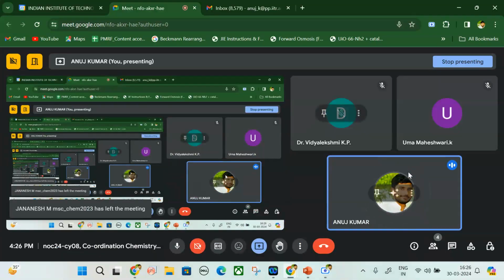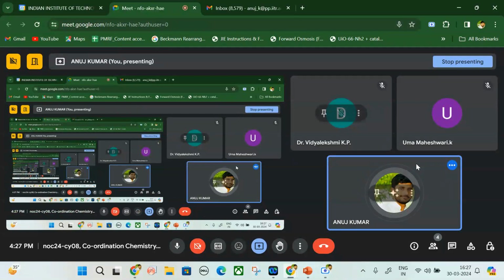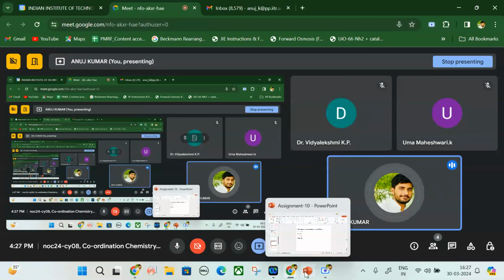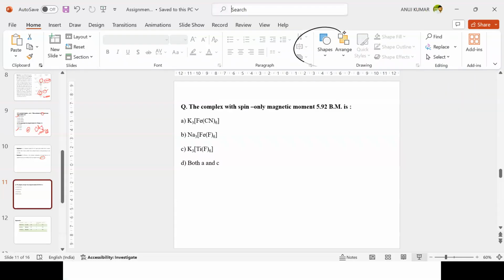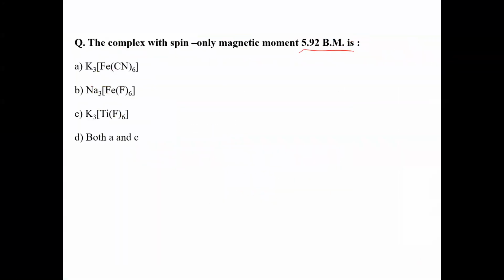Just calculate the electronic configuration after determining the oxidation state, and fill the electrons according to the ligand, whether it is a weak field or a strong field. If you are getting five unpaired electrons, you will get the value of spin only magnetic moment close to this one. So if anybody is solving, please go ahead. I will wait for 2 minutes.